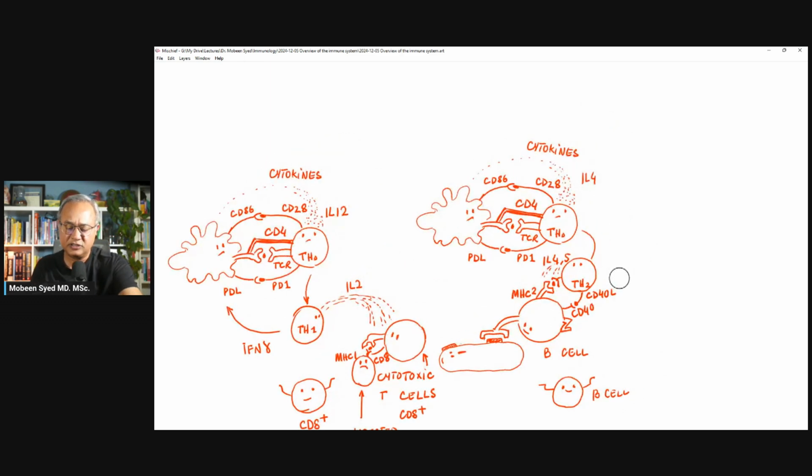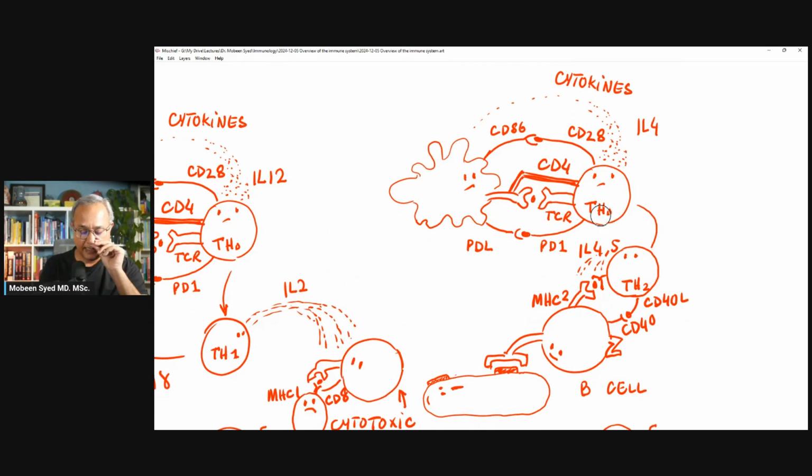So if you see here, similar thing as before. So here is a T helper 0 cell. This is the T cell receptor that is bound to the MHC2 of the macrophage. The CD4 molecule from the T helper 0, remember T helper 0, CD4, binding with MHC2, multiplier is 8. So CD4 is now bound with MHC2. So this binding is done. The synapse is forming here.